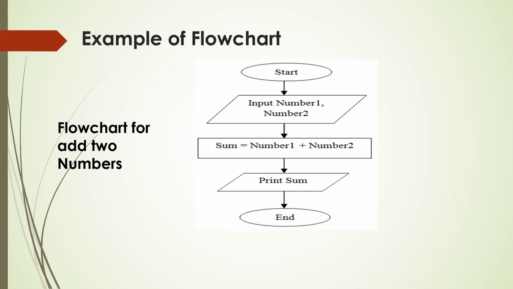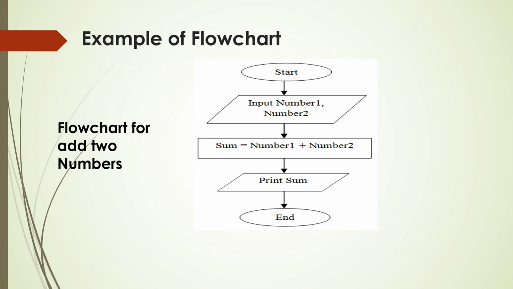After receiving the input, the flow moves to the rectangle, which is the process symbol. This symbol is used whenever the program performs calculation or processing. Here the operation is sum equals number 1 plus number 2. This means that the program adds the two input values and stores the result in another variable called sum.